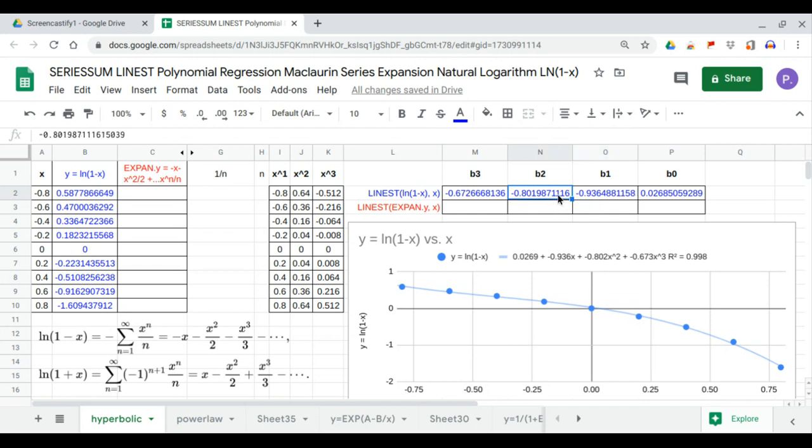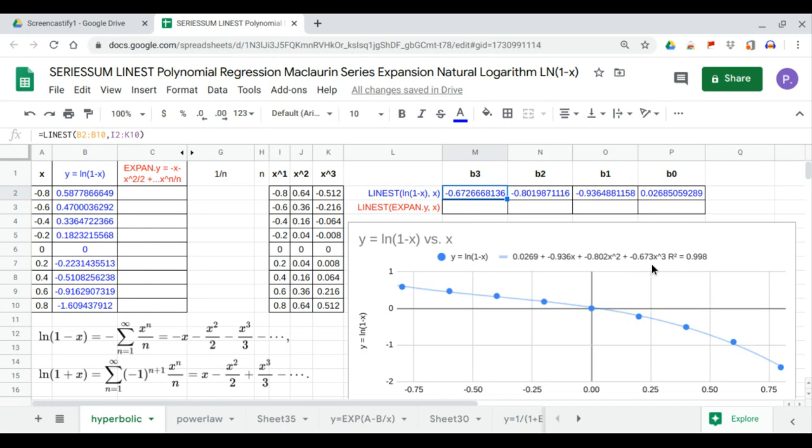Our B2 is negative 0.80198, rounded as negative 0.802. And our B3 is negative 0.673. Here it's negative 0.6726666, so it's rounded up to negative 0.673.